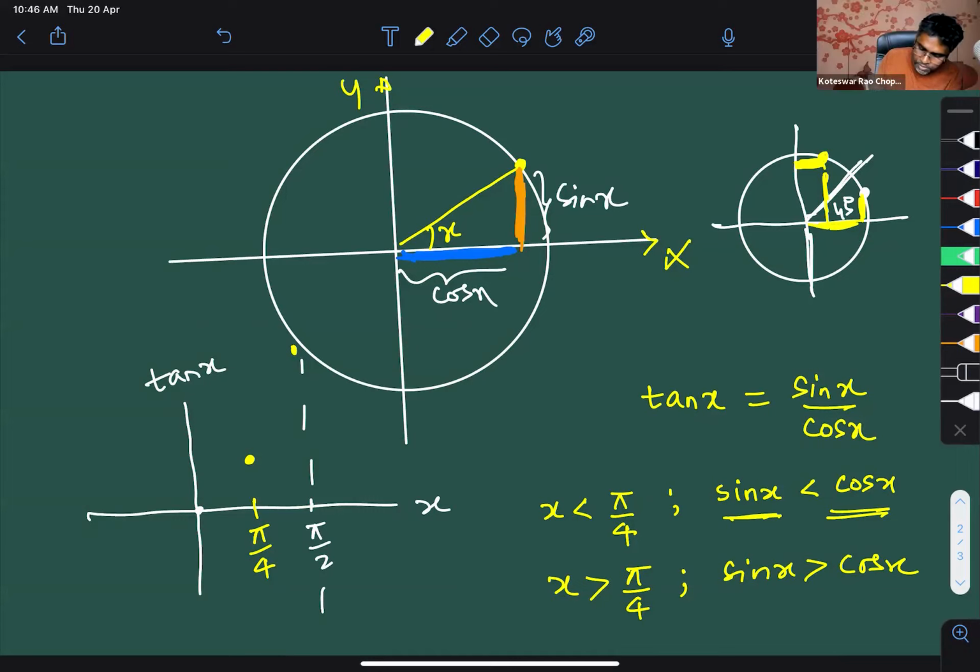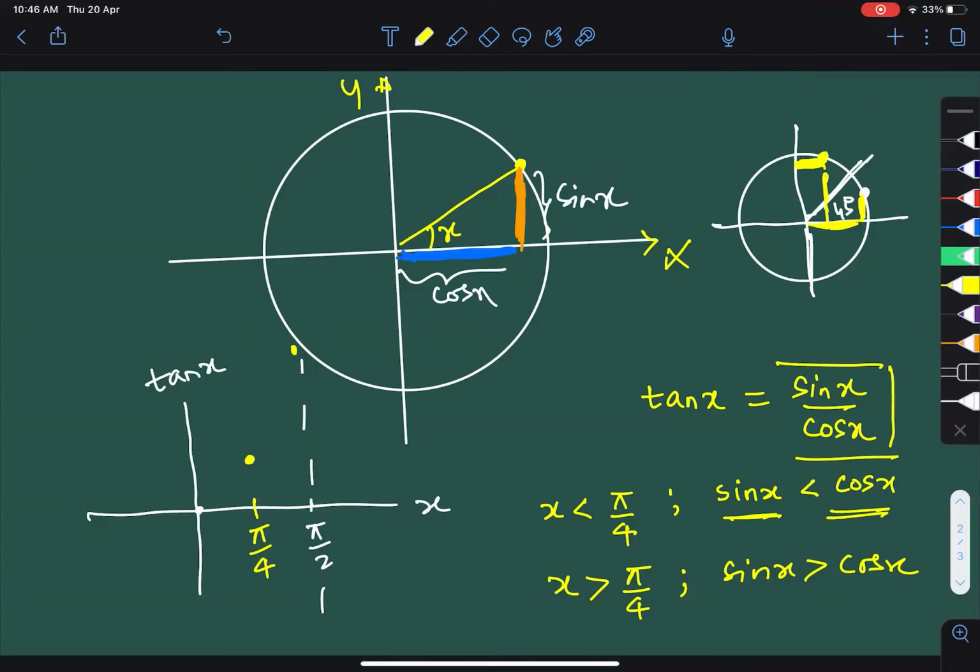Now your tan x is sin x by cos x. We have written here. So when you are less than pi by 4, what will happen? In the numerator, you have a small value, and in the denominator, you have a large value. So that means you will get a number which is smaller than 1. Agreed? Yes, sir. The moment you cross pi by 4, you will get a number which is greater than 1. So you should see some values which are smaller and then greater. You get the point.